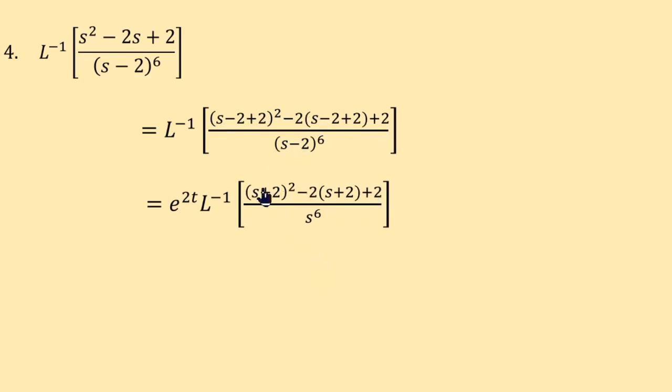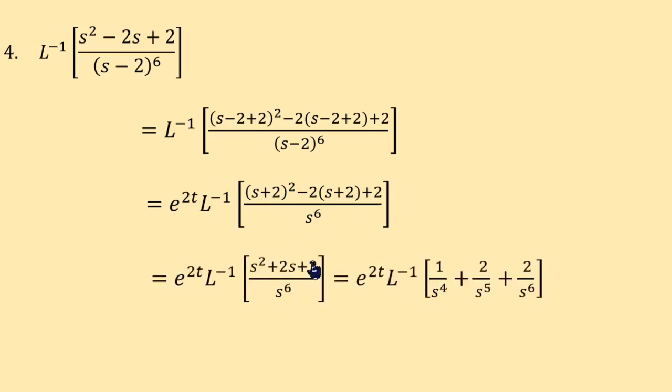Now, simplify this. s square plus 4s plus 4 minus 2s minus 4 plus 2. So, 4 minus 4 cancels. 4s minus 2s is 2s. This 2 remains. Therefore, it becomes s square plus 2s plus 2 by s power 6. Now, separate this: 1 by s power 4 plus 2 by s power 5 plus 2 by s power 6.